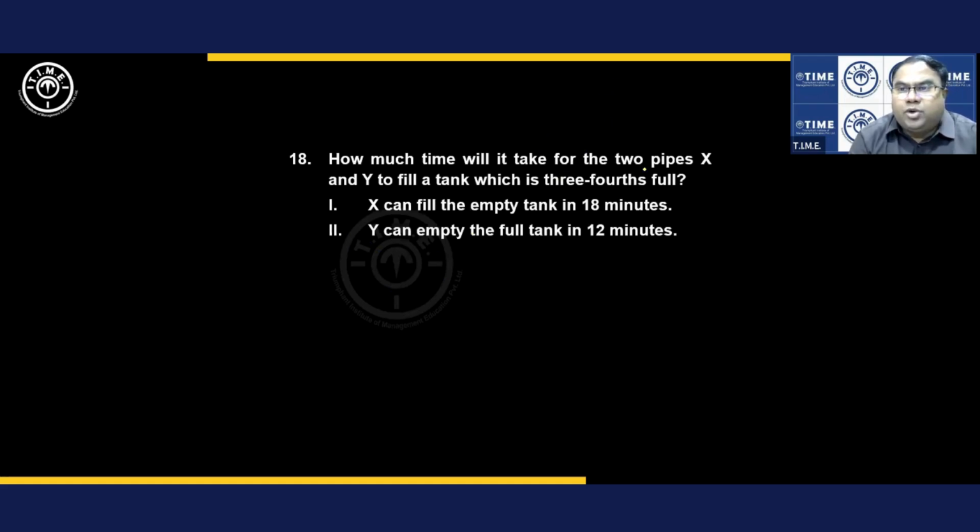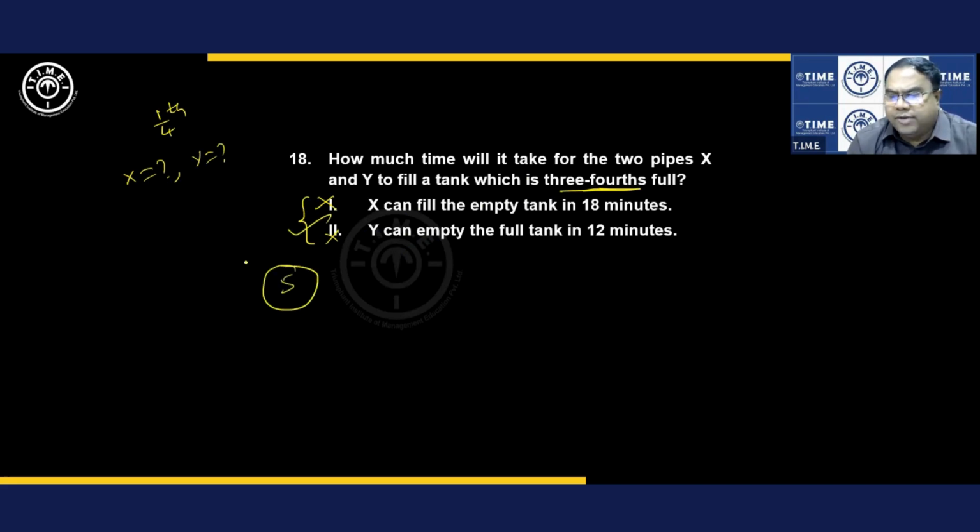How much time will it take for two pipes X and Y to fill a tank which is 3/4 full? So, it is already 3/4 full, you have to fill only 1/4. Obviously, to answer the question, I should know the time taken by X and the time taken by Y. X can fill a tank in 18 minutes, I don't have information about Y. Y can empty the tank in 12 minutes, I don't have information about X. Combine, you know X value, Y value. Combining these two statements, we can answer, choice 5.